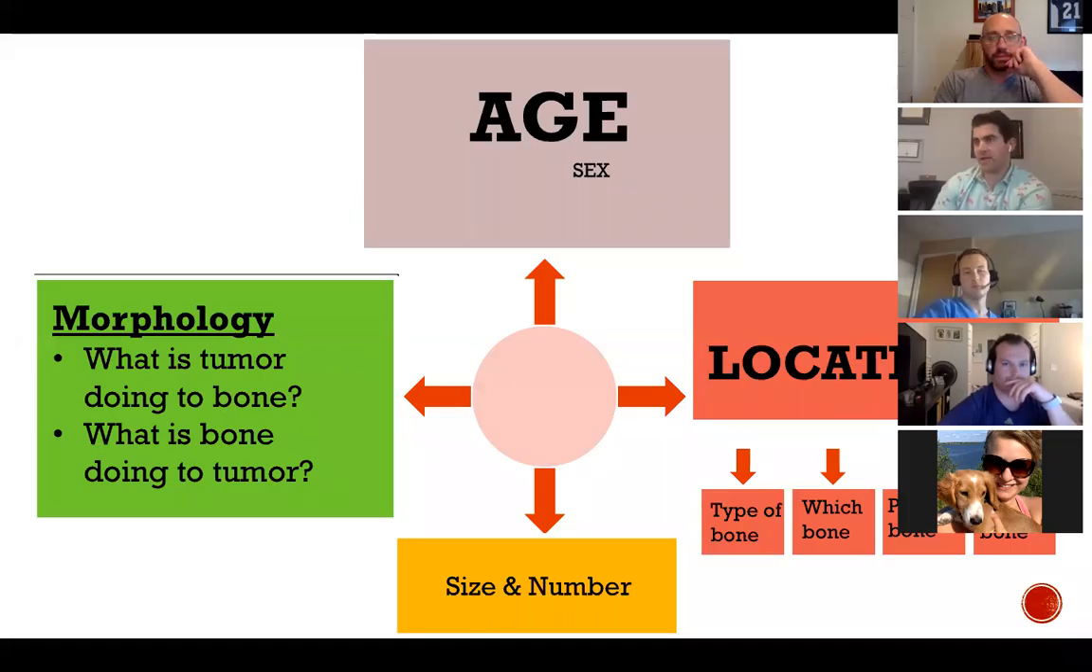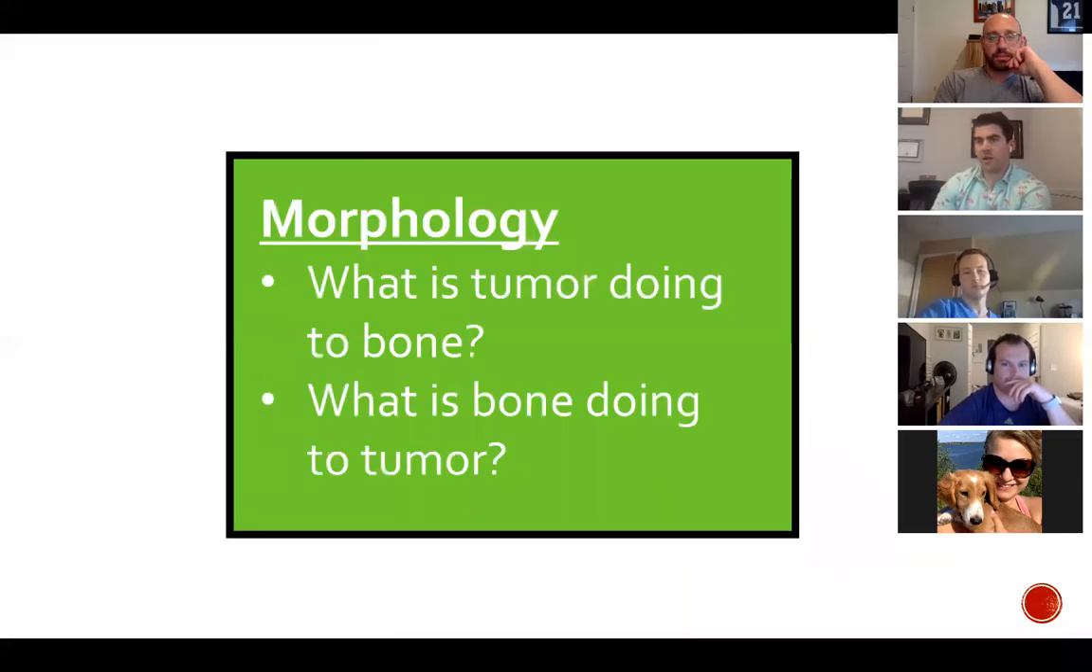All right, going back to our framework here. We talked about age, talked about location. Let's talk about morphology. I hope Joe Galloway stops me at some point, because he's a very good explainer of this. I know he always highlights the importance of what the tumor is doing to bone and what the bone is doing to the tumor. These are two different things, even though they can sometimes appear in similar ways. It's important to understand the concepts of what that means. So let's get into it.